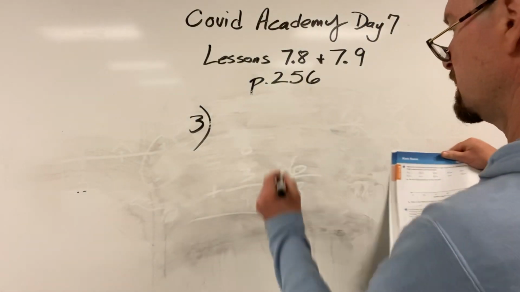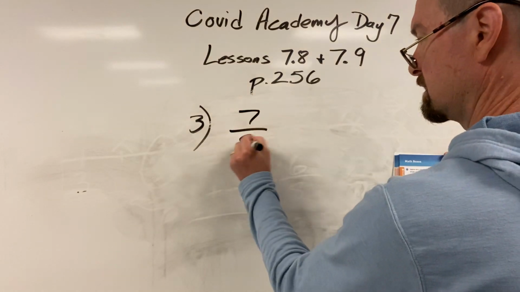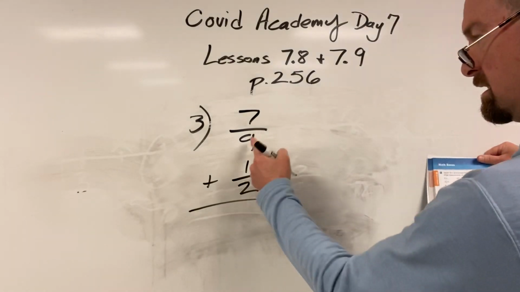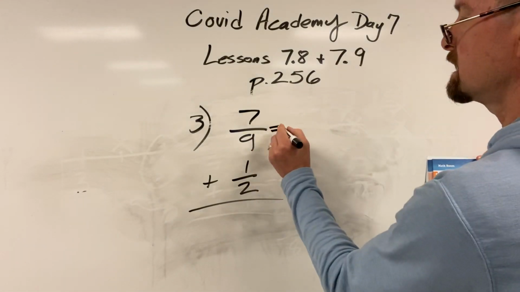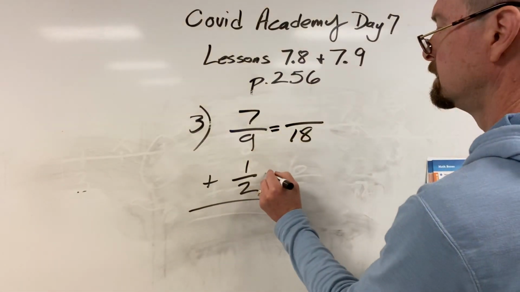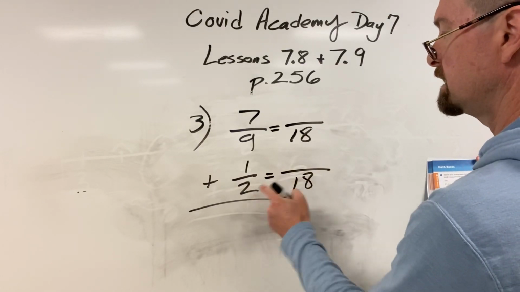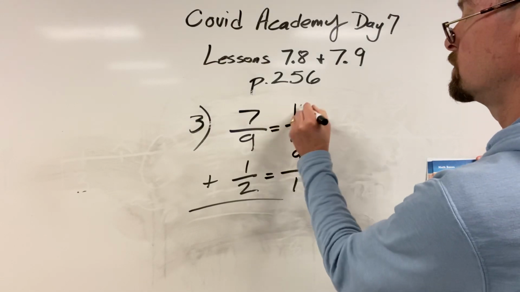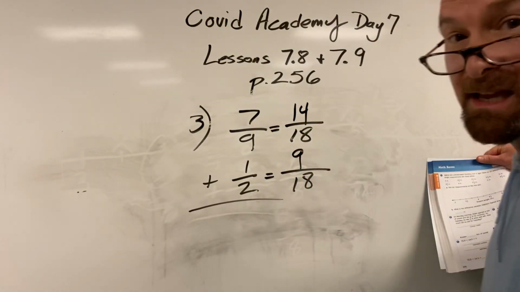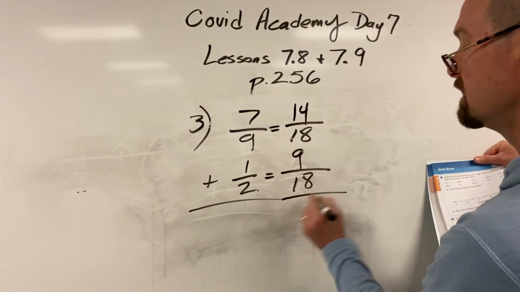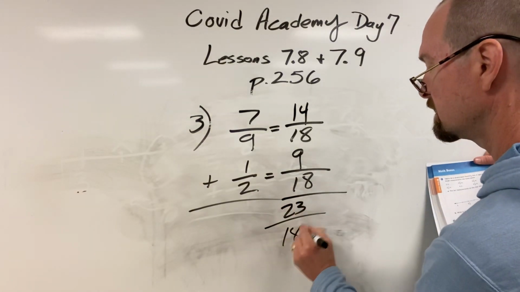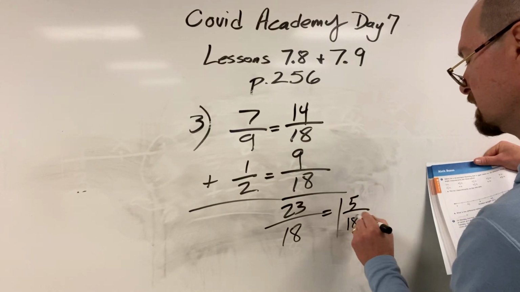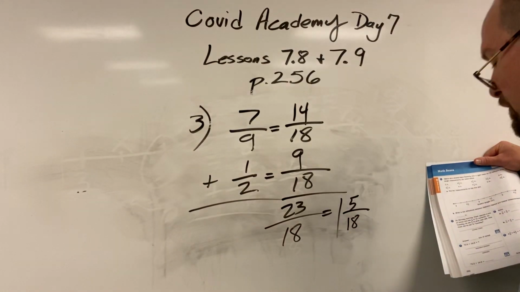All right, let's go. 7/9 and a half. 7/9 plus 1/2. You have to get common denominators again. 9 and 2. That looks like 18 to me. Times 9, times 9, times 2, times 2, 14. We still adding? Yes, we're still adding. 14 and 9 is 23, kids. 23/18 is going to be 1 5/18. And that's number 3.